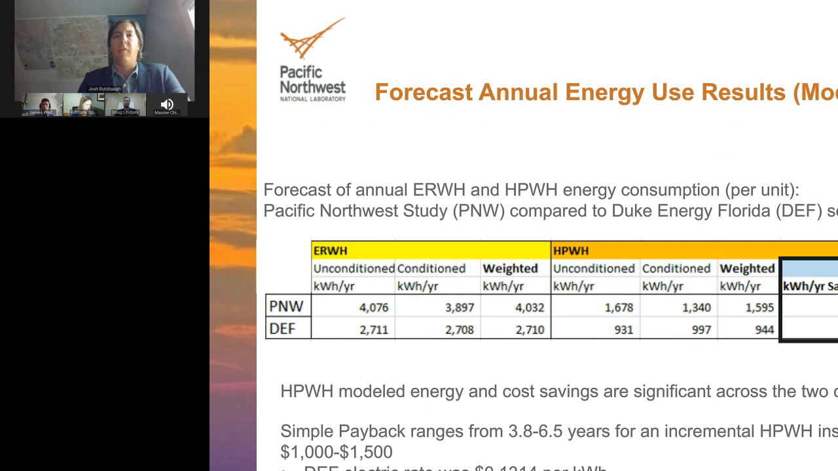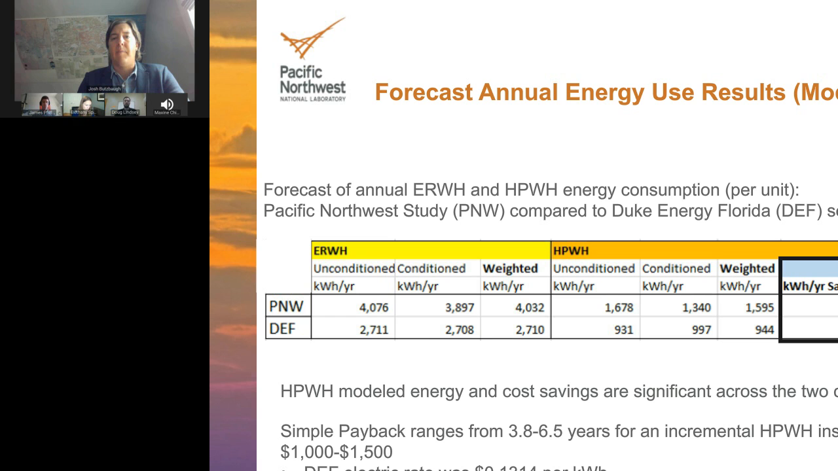So this is the forecasted annual energy use results. You can see in the table, you've got Pacific Northwest, Duke Energy Florida in the 2 rows, and then you've got the electric resistance water heater compared to the heat pump water heater in conditioned and unconditioned spaces, and then weighted in the columns. I think the important takeaway from these modeled results is just that the energy and cost savings are substantial in the two different climates.